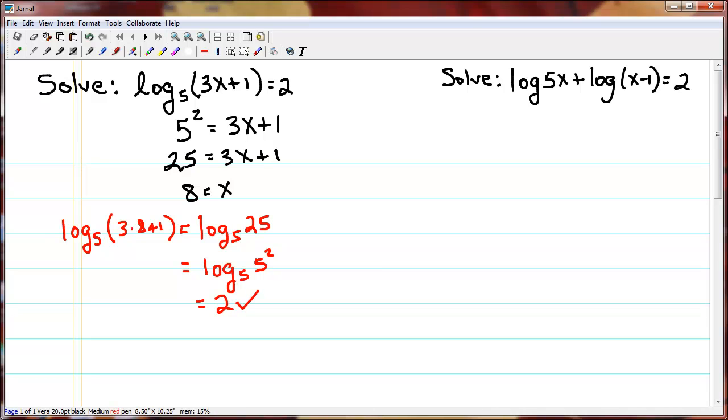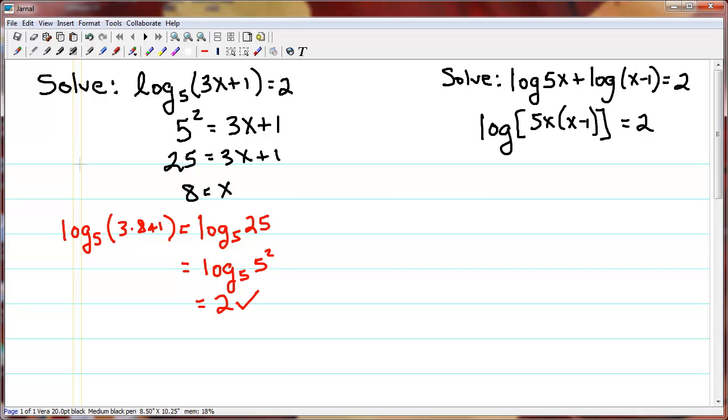Okay, let's look at the one on the right. We have our logs on one side of the equation and numbers on the other. Our next step was to condense our logarithm, so since we have plus here, we will be multiplying the things that we're taking the log of. So now we get the log of 5x times x minus 1. Now we could distribute now, but we'll do that in a minute.